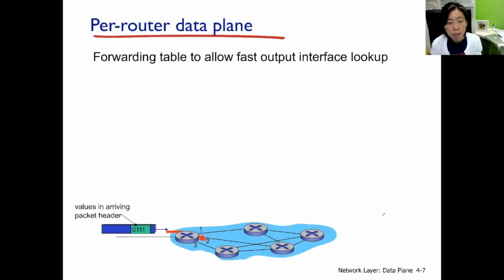So let's talk a bit more about the data plane. This is the forwarding part. This is the part implementing the per-router action. And it's very simple, very fast. All that is done is, the packet comes in, the router looks at the specific packet header field and matches it to an entry in the forwarding table. This is called the fast output interface lookup. Once we get a match, we also get the outgoing interface.